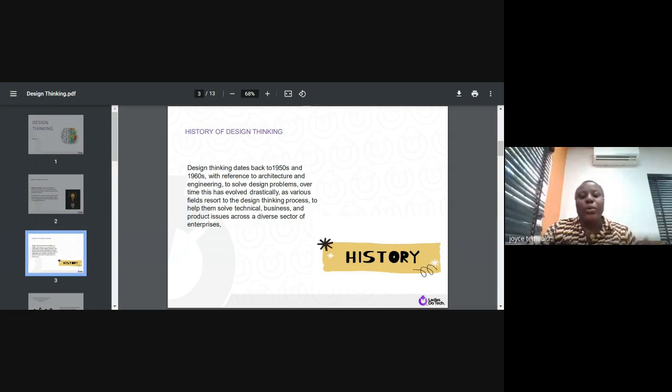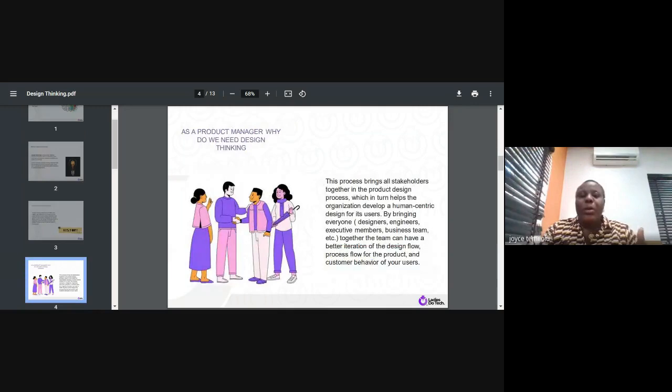And you might be wondering, as a product manager, why do I need design thinking? So, one thing you need to bear in mind is this, right? You need to be able to identify who your stakeholders are. So you need to identify the stakeholders that are required for setting the design thinking process. So let me give an instance, where I got a request from a customer.